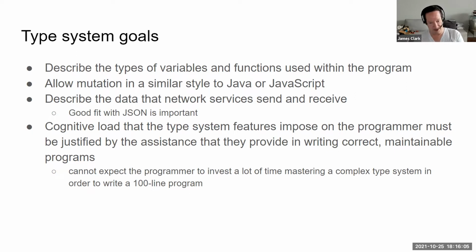Where we're different is that we want the type system not only to be able to describe data that is being manipulated by the program, but we want it to be used to describe the data that network services send and receive. So you just describe the types of your network services using the type system, and from that you can derive the network interface. So you can derive GraphQL or OpenAPI schema from the types. And in particular, we want a good fit with JSON.